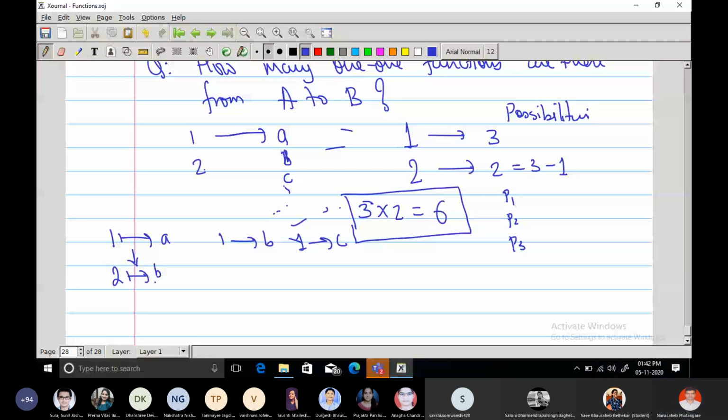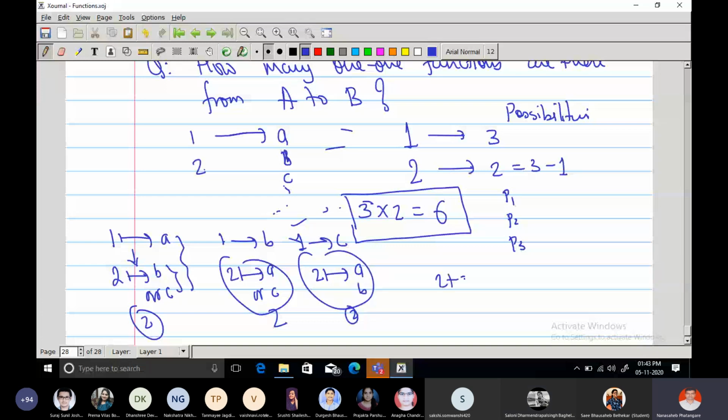B or C. So these 2 possibilities correspond to this. Right. And therefore this gives me 2 functions. If I map 1 to B, then what are the possibilities for 2? A or C. So this gives me 2 possibilities. And if 1 goes to C, then 2 goes to A or B. So this gives me 2 possibilities. So 2 plus 2 plus 2, in total there are 6 possibilities.